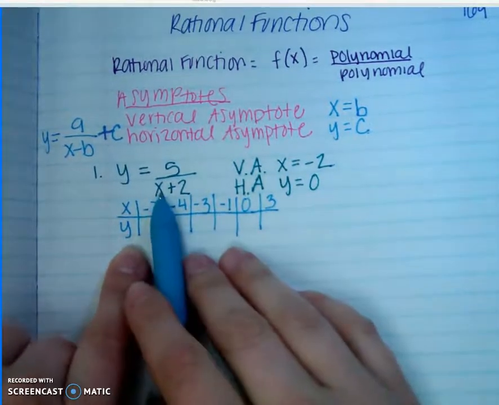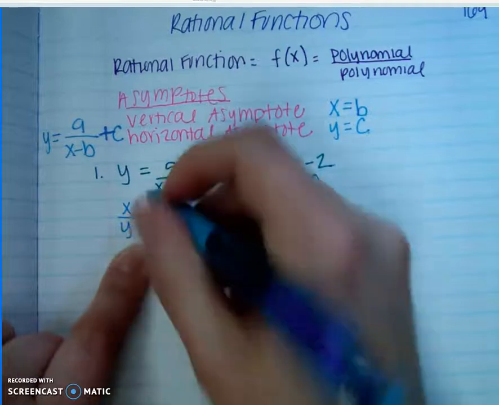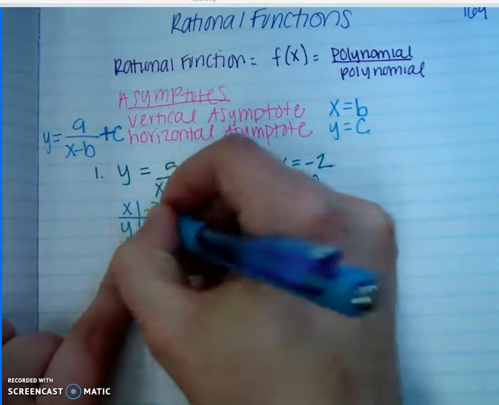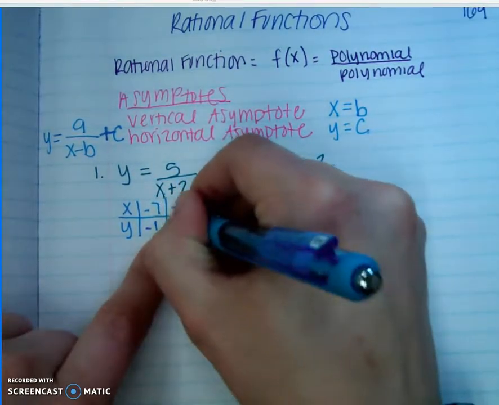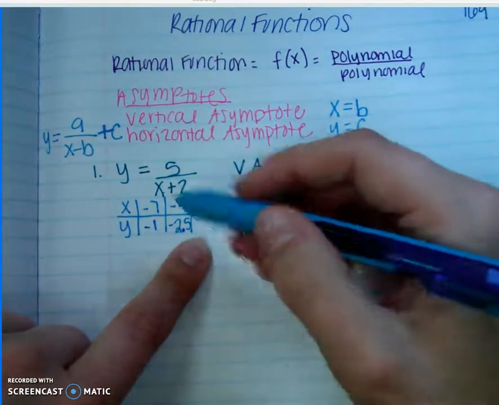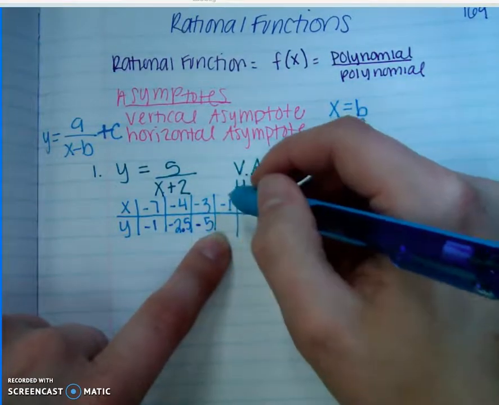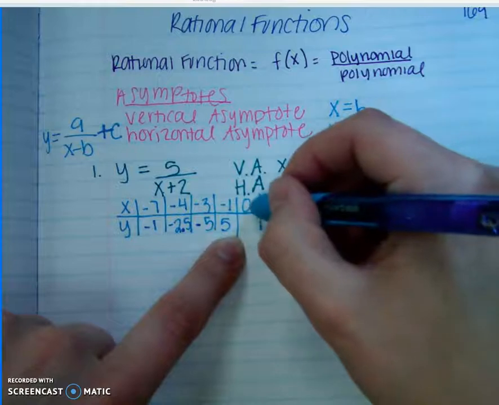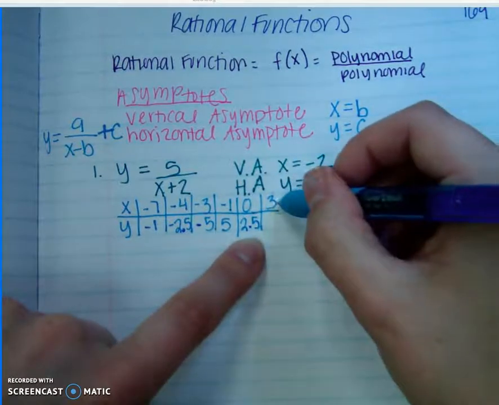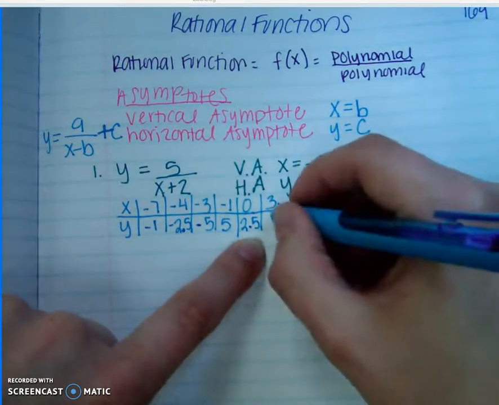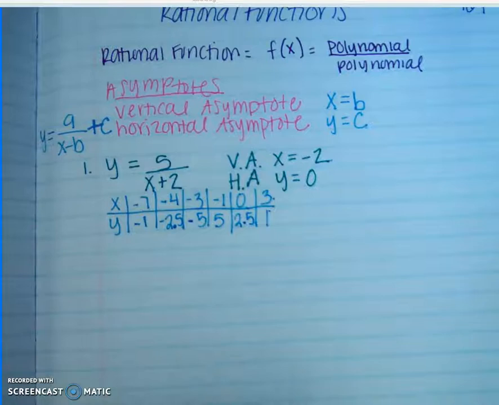So I'm going to plug in -7. So 5 over -5, which was -7 plus 2 is -5, is -1. I'm going to plug in a -4 for x. I'm left with -2.5. Plug in -3, -5. Plug in -1, I have 5. Plug in 0, I have 2.5. And plug in 3. 3 plus 2 is 5. 5 divided by 5 is 1. Okay? So that's how I find my ordered pairs.